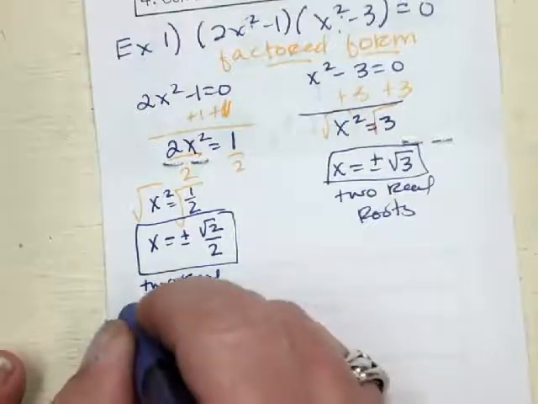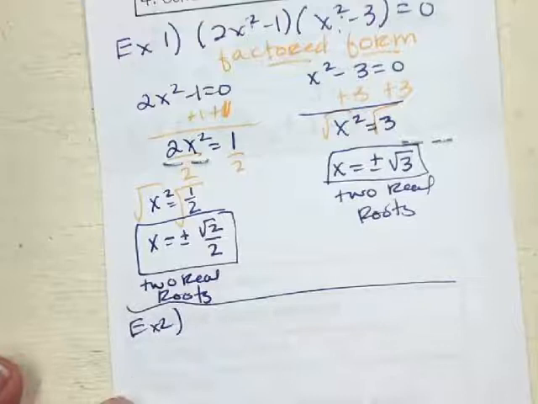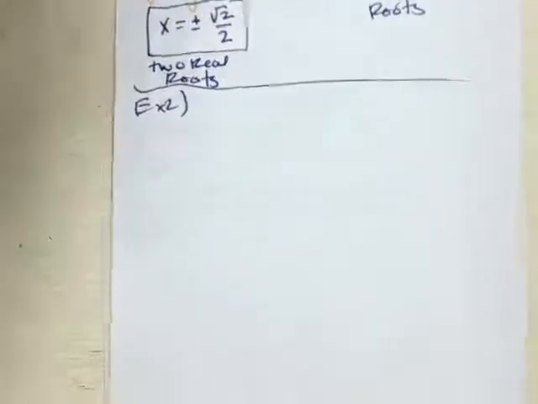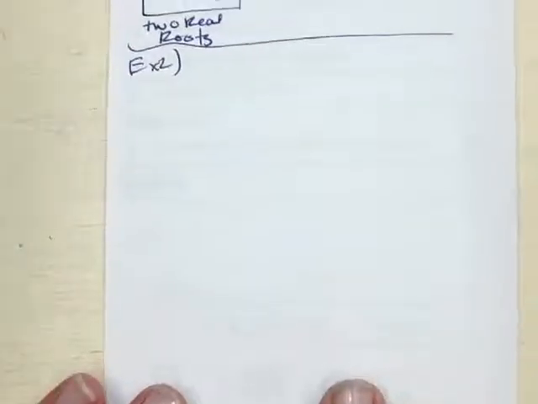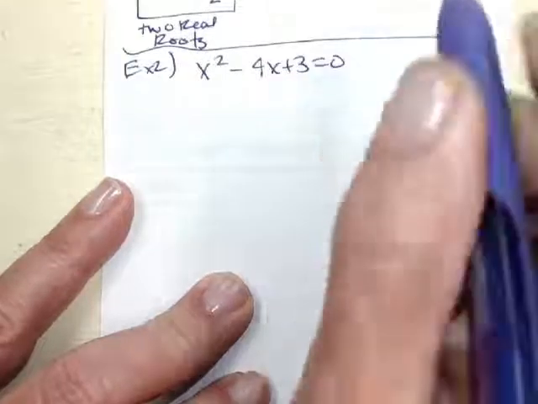Okay. Here's my next example. I'm going to have to write a little bit smaller, and I'm not going to squeeze it all in. So example 2, I've got this: x squared minus 4x plus 3 equals 0. This one is not factored.